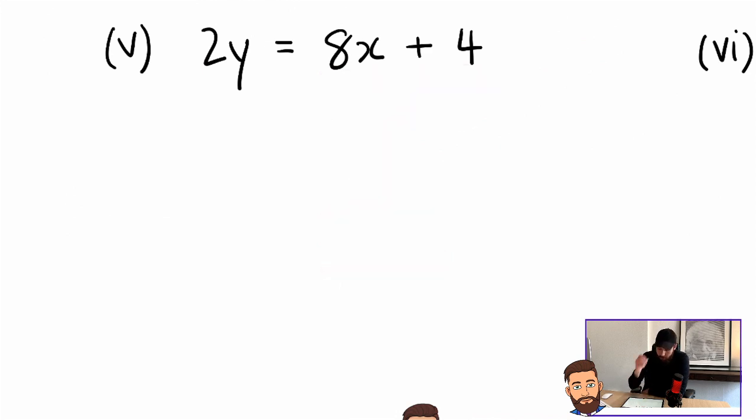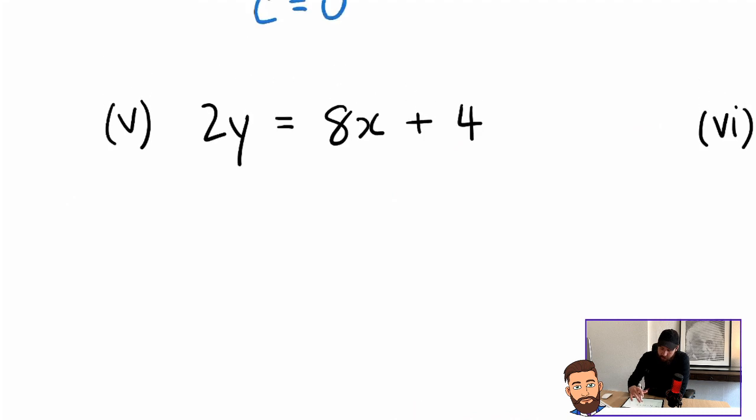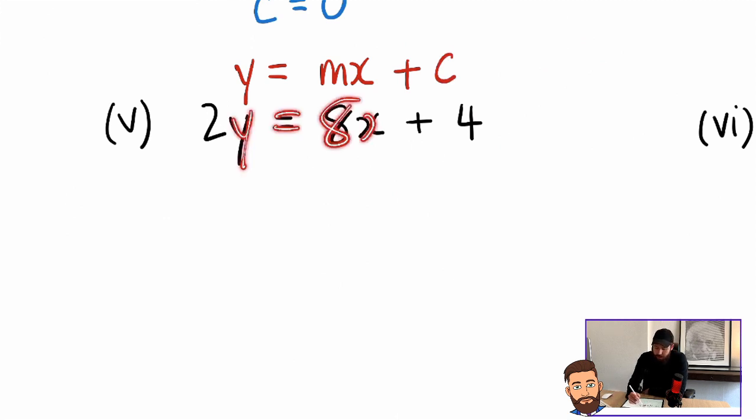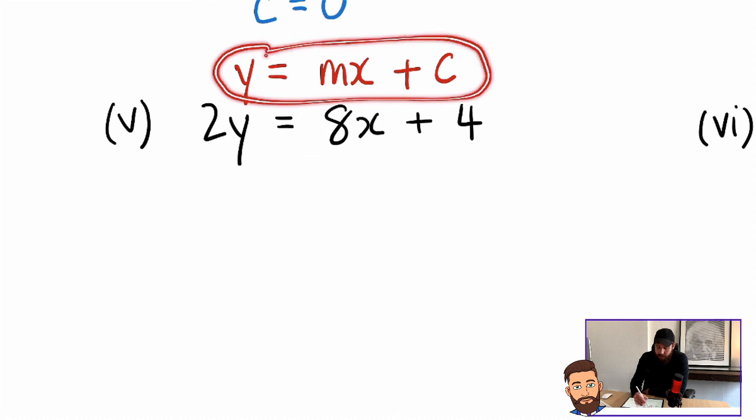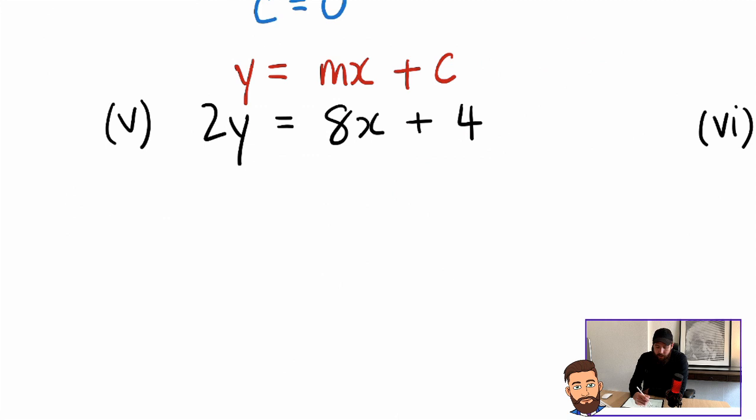Because, what is the equation of a straight line? The equation of a straight line, remember, is y equals mx plus c. Does this say y equals 8x plus 4? No. If this 2 wasn't here, m would be 8 and c would be 4. However, this is 2y. Our equation of a straight line does not say 2y. It says y equals. So we need to manipulate this to get y as the subject.